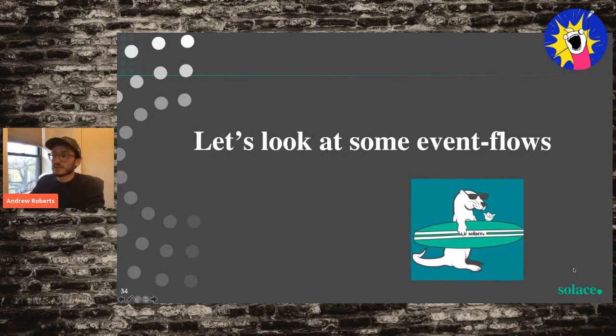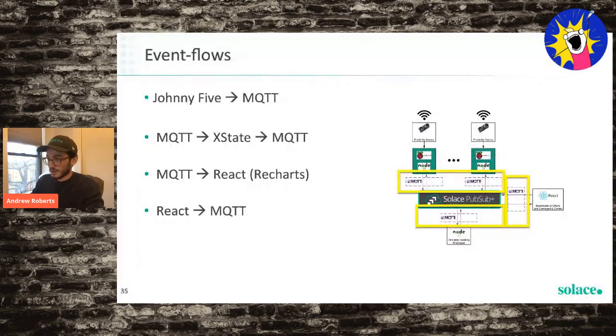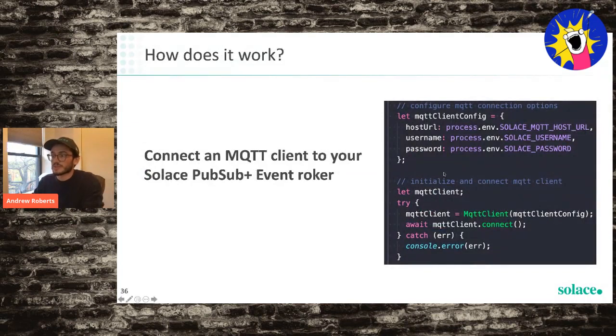Next up, let's look at the event flows. I showed you a demo of it. First, I have the sensor publishing into Solace using MQTT. I have my processor application, and its XState here is MQTT in and then MQTT out. I have MQTT out to my Recharts chart, and then I have MQTT out to my sensor from React, from the button press. So what does that look like in code? Something like this.